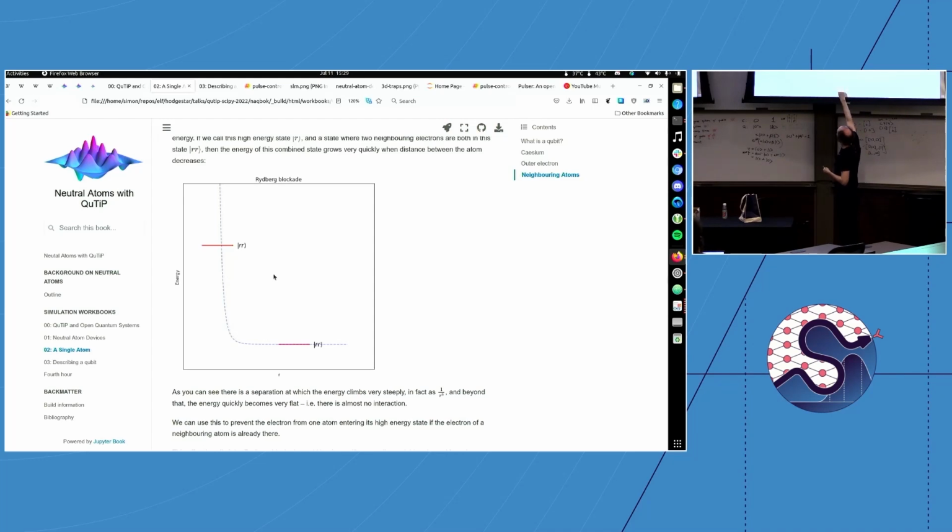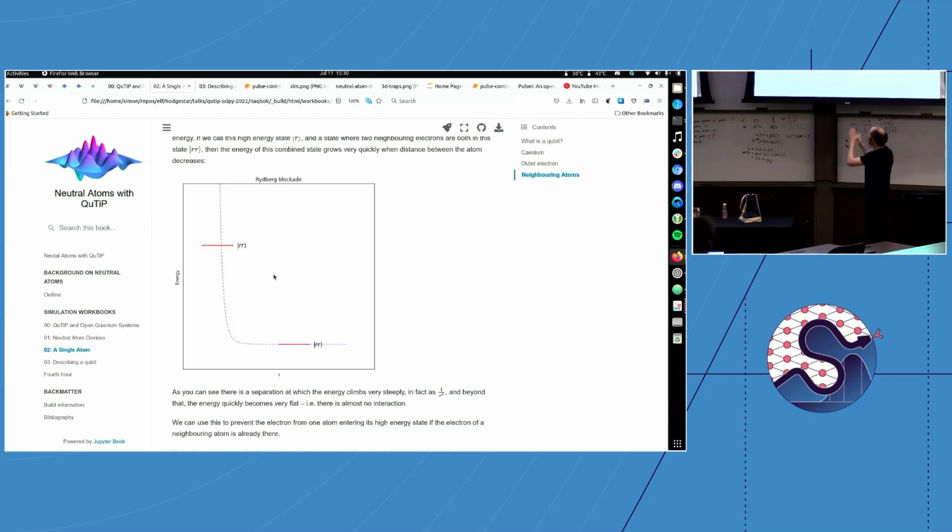So here, when the atoms are far apart, you can see that the energy of interaction is relatively constant and low, and there's no real interaction on the right-hand side of the picture. But as you bring the atoms close together, the energy of interaction goes up very quickly and is almost a wall. And this wall in energy is called the Rydberg blockade. What it means is that if you imagine we had a small laser that could push one of the electrons into this R state, then if we try to push a neighboring atom's electron into that same R state, it would be prevented because of this energy of interaction.